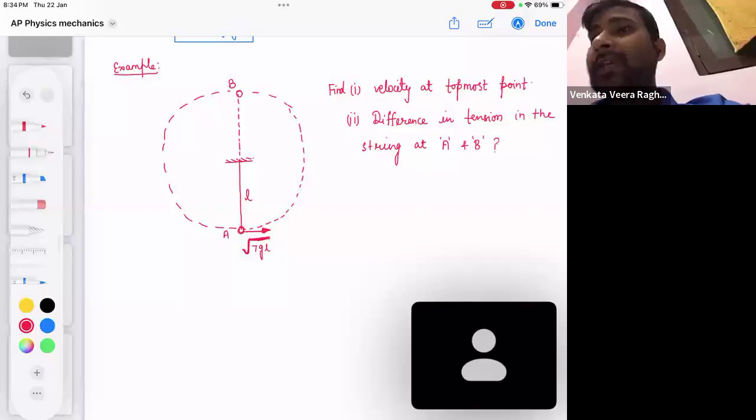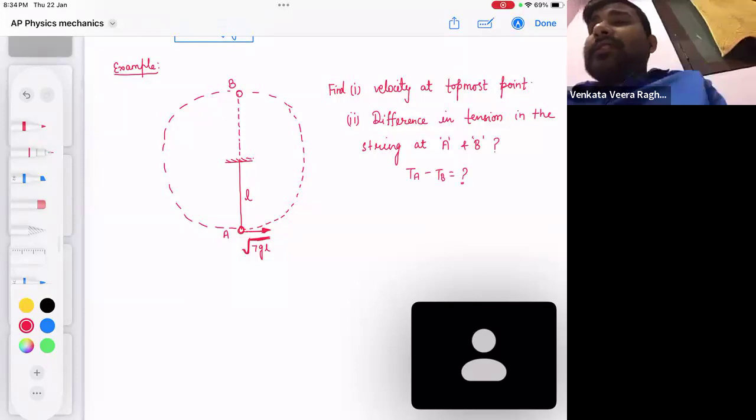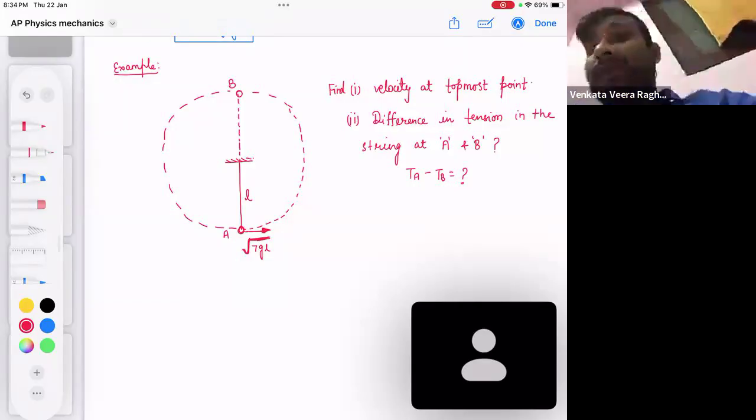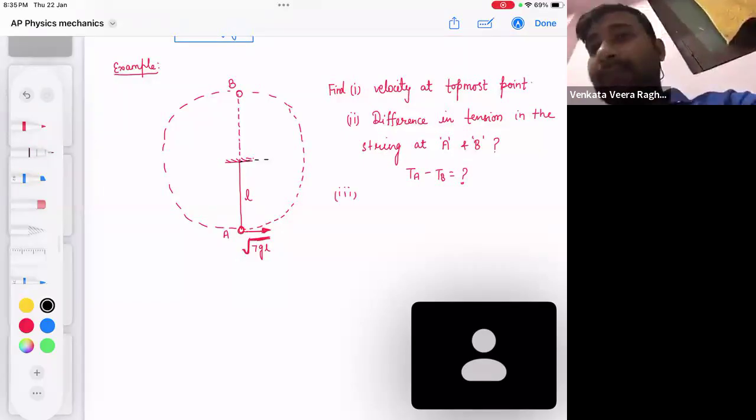I am asking you what is TA minus TB? How much is that? That is, the TA magnitude and TB magnitude. What is the tension acting in the string at point A? Tension will be different at different points. So find the tension at A and the tension at B. Third thing about this question, let's try to find it out. Let's say there is an intermediate point. Let's call this point C.